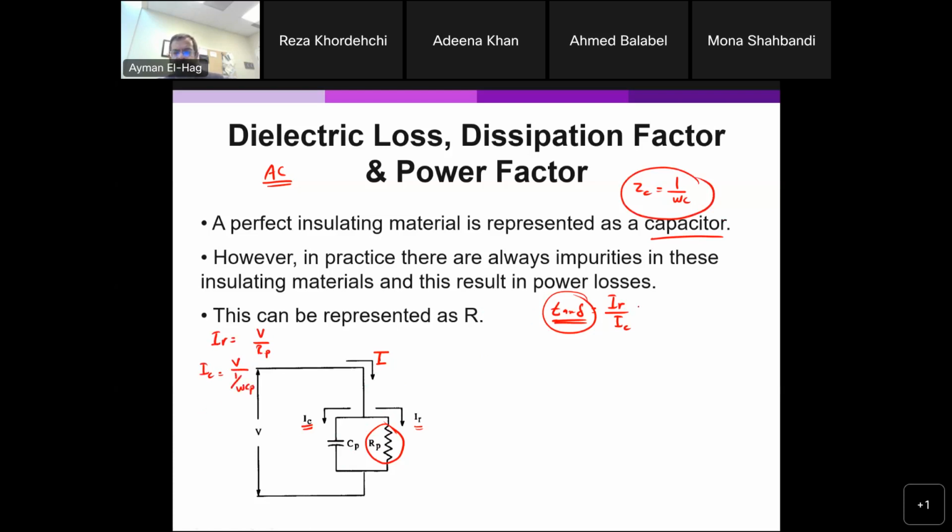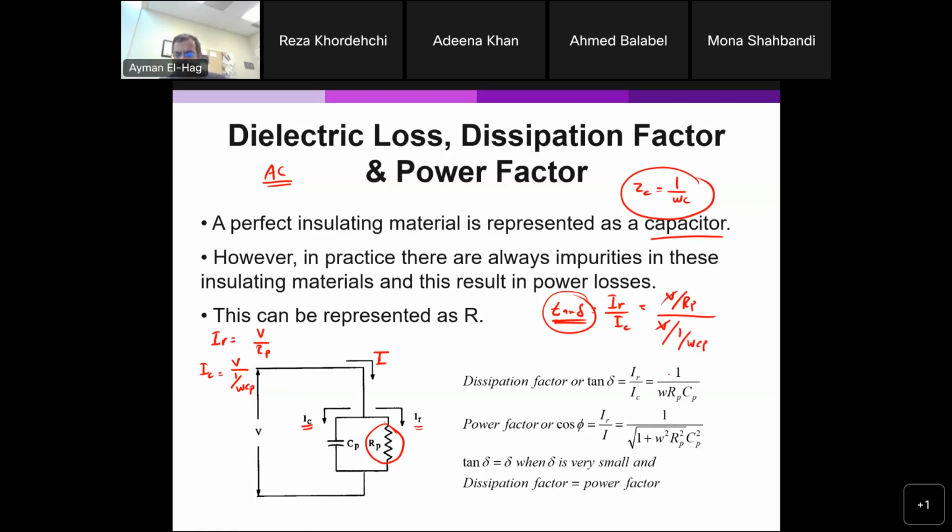So now take the ratio. IR is V divided by RP, divided by the voltage V divided by 1 over omega Cp. So when you do that, this will cancel, and then you will have your tan delta is equal to 1 over omega Rp times Cp. That is the definition of your tan delta. Tan delta is called the dissipation factor.